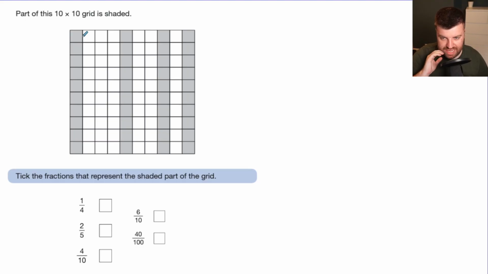Part of this 10 by 10 grid is shaded. Tick the fractions that represent the shaded part of the grid. First thing to note is how many small parts do we have in total? Well, it's 10 by 10, so that's 100. This is a 100 grid. Now, how many are shaded?